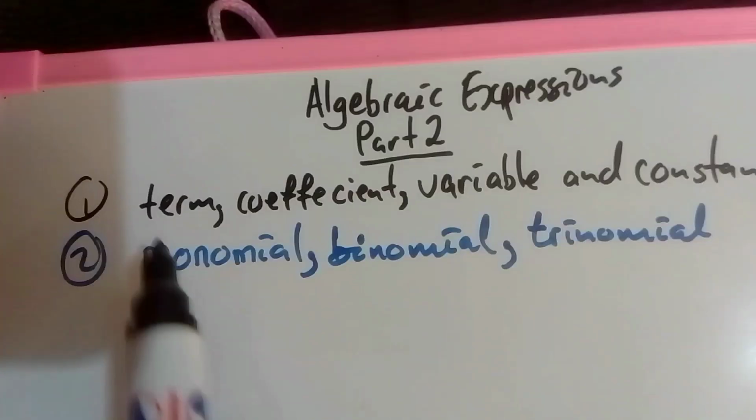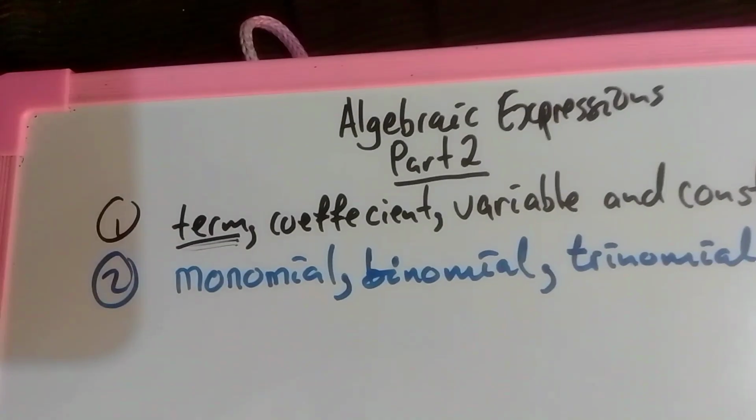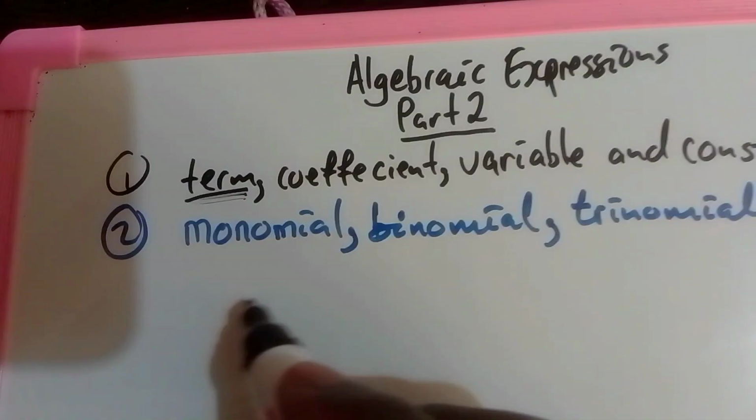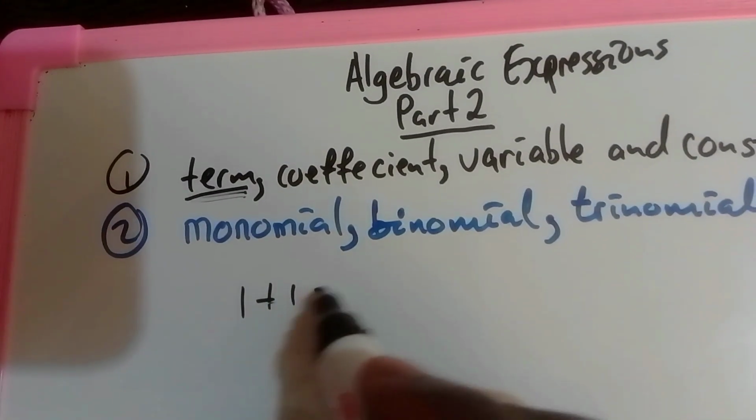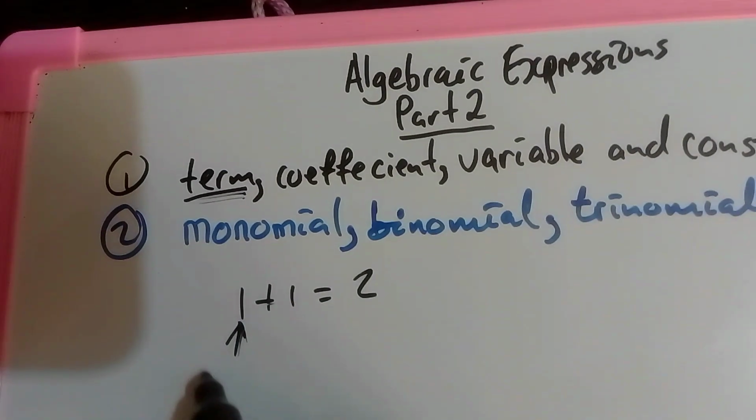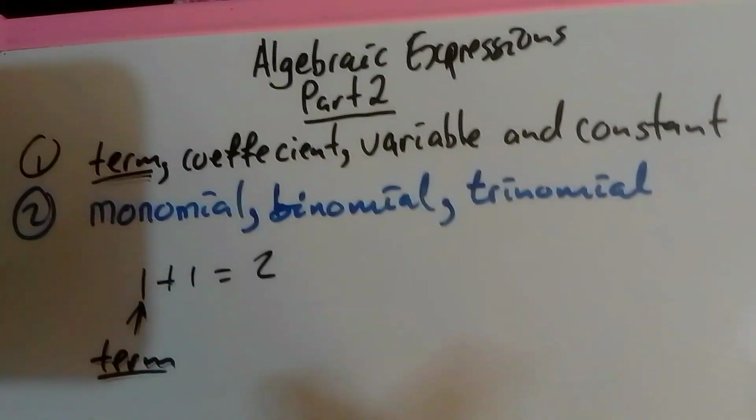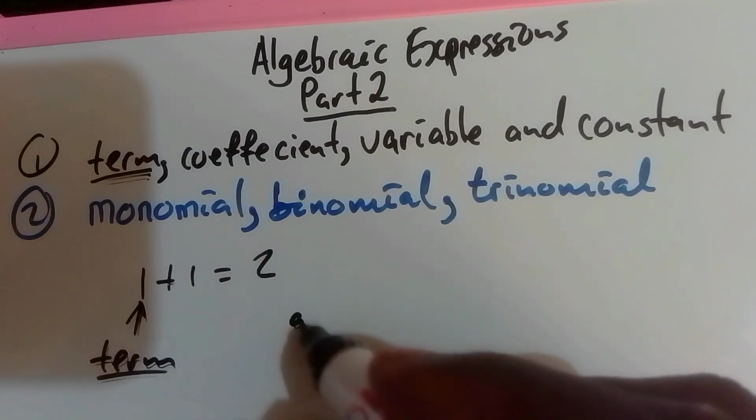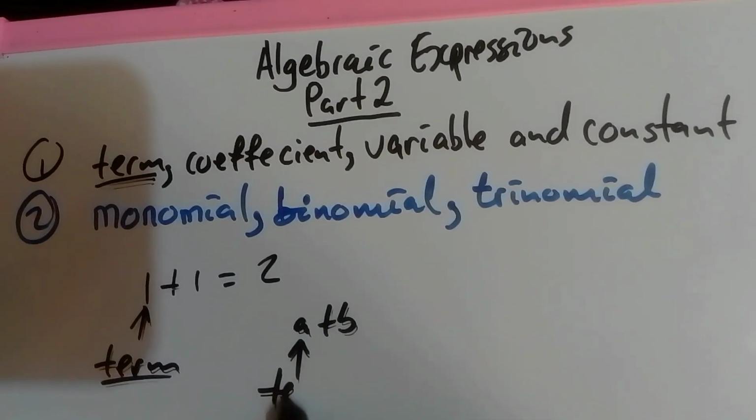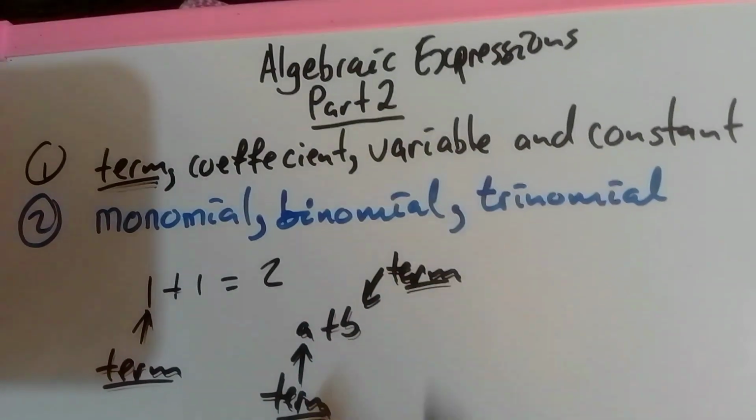So here we are now going to define the word term, but the best way to define a term is through showing you how it works, giving an example. So if I come here and I write the famous 1 plus 1 is equal to 2, this number 1 on its own, this is what we call a term. Or had I written a plus b here, this a is a term, this b also is a term.